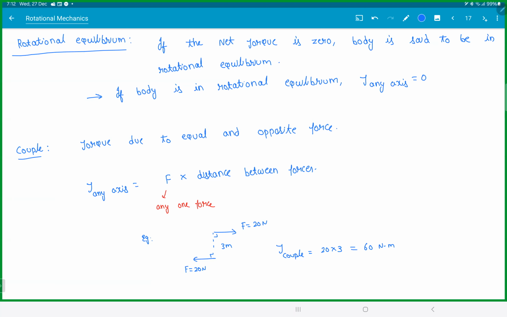So same thing with the couple. Whenever they say there's a couple of so and so, you need not ask which axis. You take any axis, it will be the same. We never had this problem in translation. If I say force F is applied, we never bothered about anything else. But torque means you have to be careful. If I say find torque, first question you should ask is, sir, what axis you are talking about? Clear?